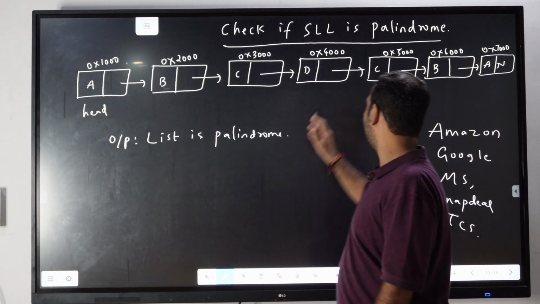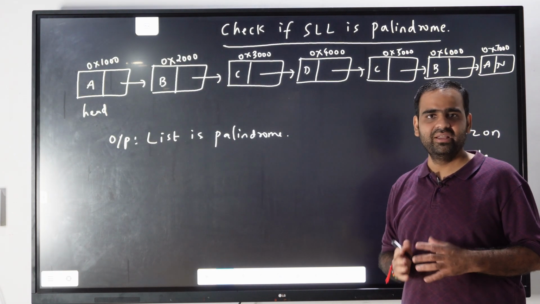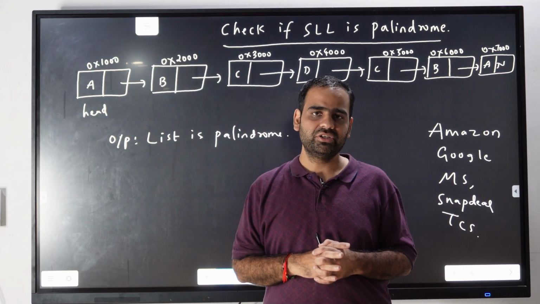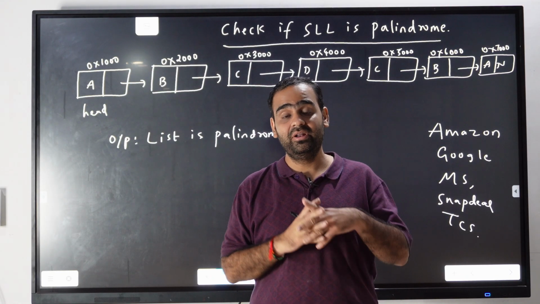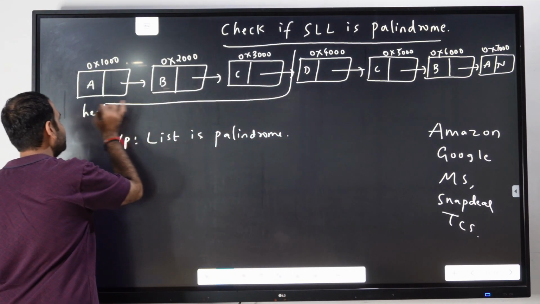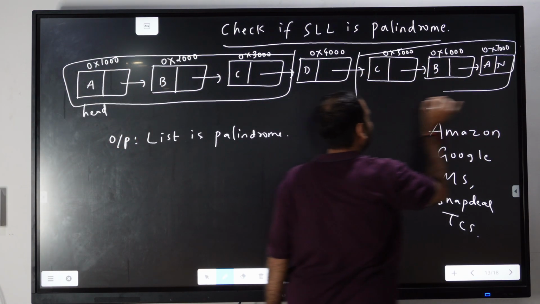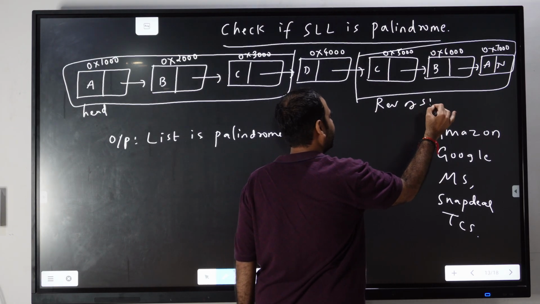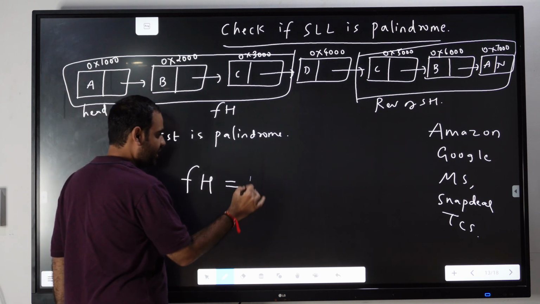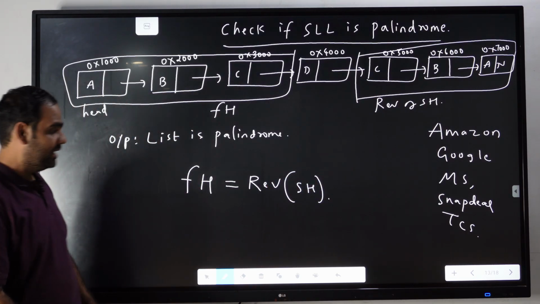Now, given this list A, B, C, D, C, B, A, we know that this is a palindrome list. What is a palindrome? If something is the reverse of itself, it is a palindrome. And we already know how to reverse a list, but a palindrome has another definition as well. It says that if the first half of the list is equal to the reverse of the second half, then the list is said to be a palindrome list.